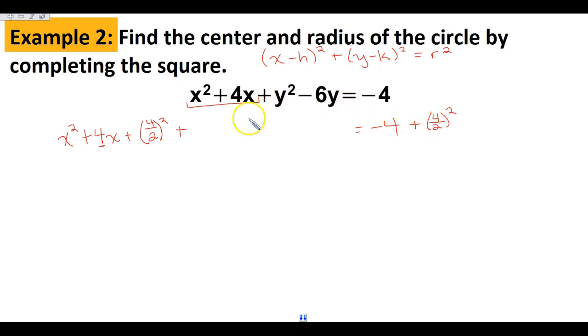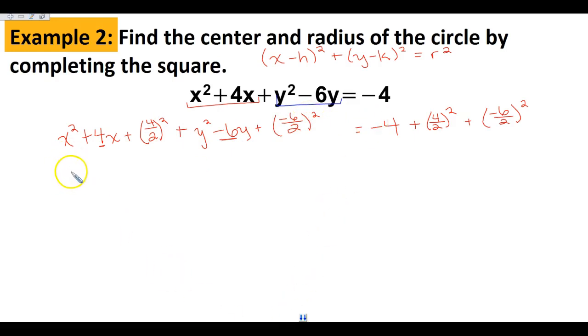Now we look at the y part, and we're going to do the same thing. We have y squared minus 6y. Now my b term is that negative 6. So I'm going to add negative 6 divided by 2, squared, and again I'm going to add that to both sides. So I took my x's and did the same thing with my y's, just like I did with my x's. You kind of treat it like two different problems for just a minute.